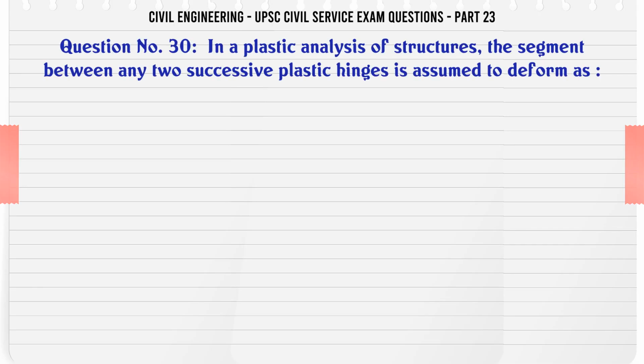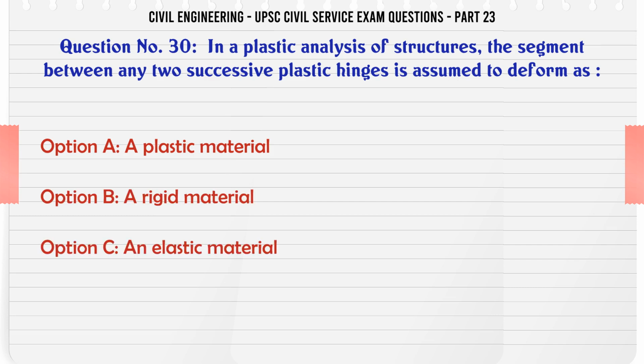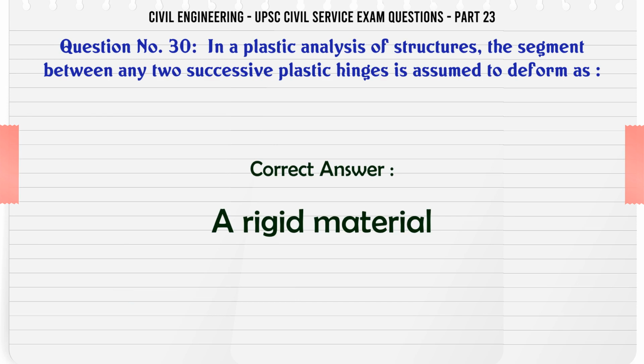In a plastic analysis of structures, the segment between any two successive plastic hinges is assumed to deform as A. Plastic material, B. A rigid material, C. An elastic material, D. An inelastic material. The correct answer is a rigid material.